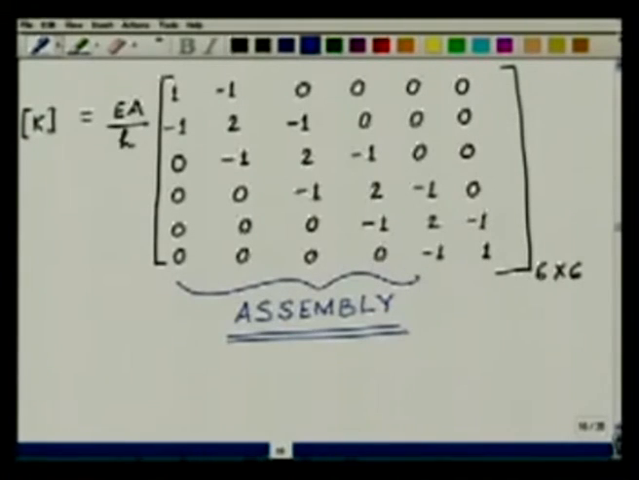And in the computer program you can see it very clearly. Essentially you have to write a do loop where you start looping over all the elements, get the element entries, add them up in the right locations in the global matrix, and that is the whole assembly procedure. Okay, so I have assembled the global K matrix.